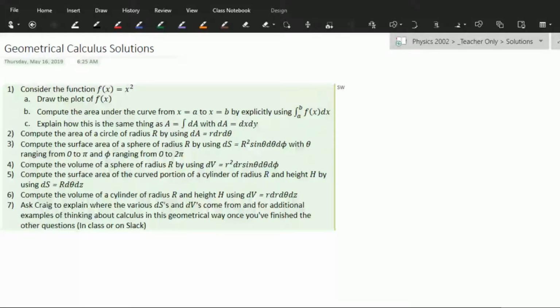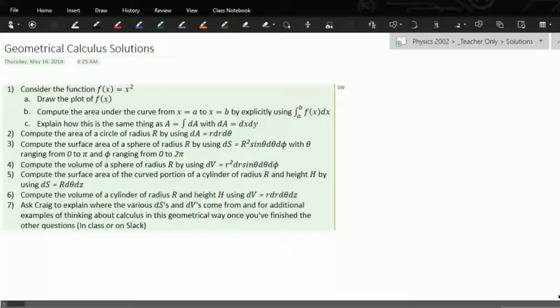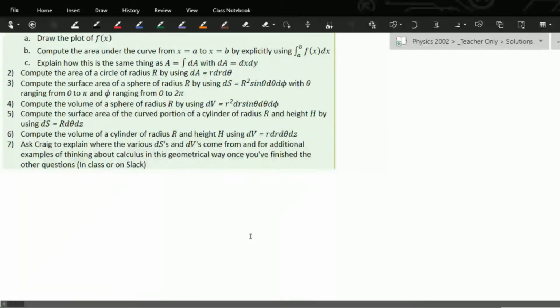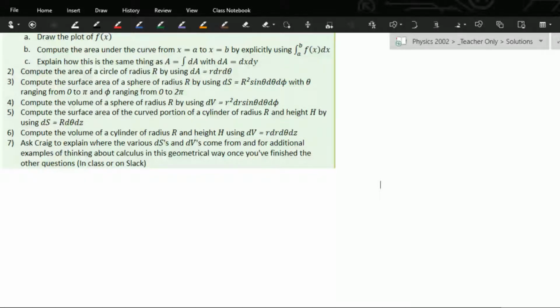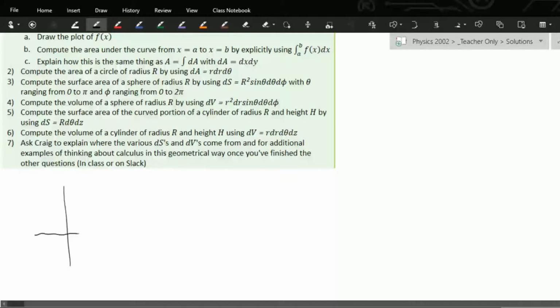This video is going to be a solution to this geometrical calculus assignment that we've been working on. So the first thing that we want to do is look at how we're going to plot this function, f of x is going to be equal to x squared. So we know this one pretty well. This is just going to be some parabola.